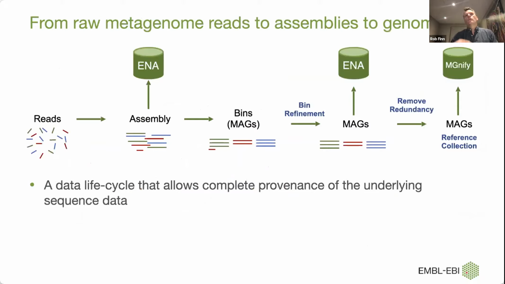We also wanted to illustrate that we have this data life cycle, and that we constantly try to make sure that when we produce an assembly, it goes into ENA. When we generate the bins, they go into ENA, and then the MAGs go into ENA, and then MGnify produces reference catalogs for these prokaryotic genomes, where we remove all of the redundancy, because the scale is pretty big. And it's very important. We've been very mindful of this, because what we want is the complete provenance of the data, of how all of these genomes came about.